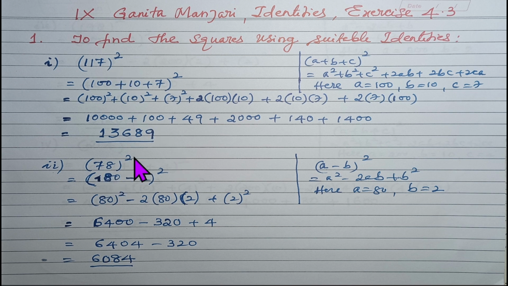Now coming to 78 square, it can be written as 80 minus 2 whole square. Please understand this is 80, therefore 80 minus 2 whole square. So a minus b whole square, that is a square minus 2ab plus b square. A square is 80 square and b square is 2 square, and 2ab will be minus 2 into 80 into b, that is 2. Now 80 square is 6400, minus 2 into 2 is 4, 4 eights are 32, 320, 2 square is 4. Now 6400 plus 4 is 6404, minus 320 becomes 6084, which is the square of 78.